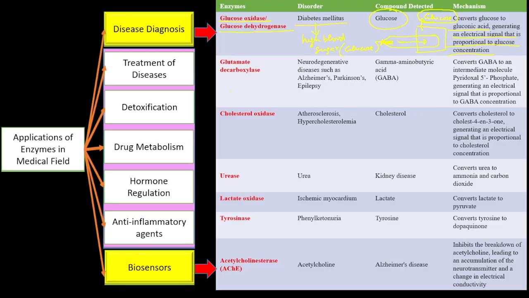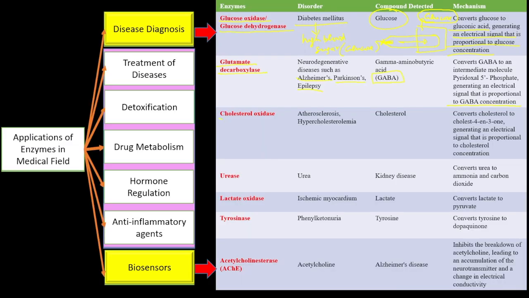Then the second example is glutamate decarboxylase. This is another enzyme which is used for detection of neurodegenerative diseases such as Alzheimer's disease, Parkinson's disease, or epilepsy. With the help of glutamate decarboxylase, you detect the level of gamma aminobutyric acid. The mechanism is that GABA is converted into pyridoxal phosphate, generating an electrical signal that is proportional to the GABA concentration. So the mechanism remains the same as what we discussed for glucose, except that the enzyme is different and the analyte is also different.